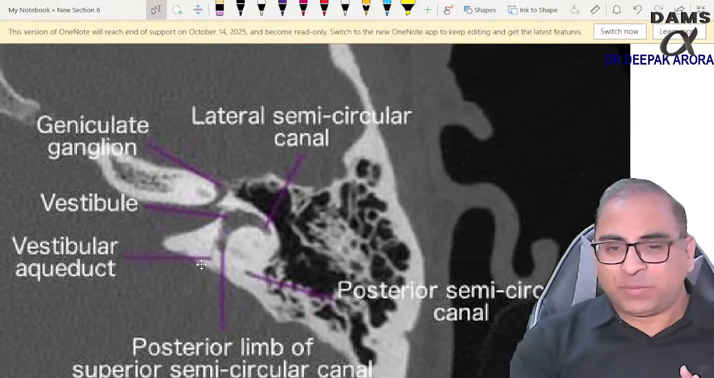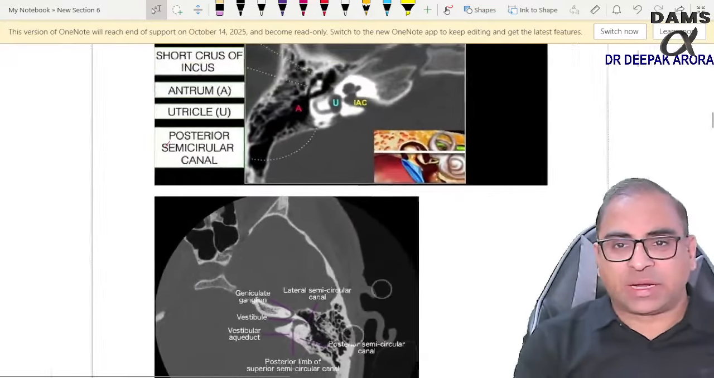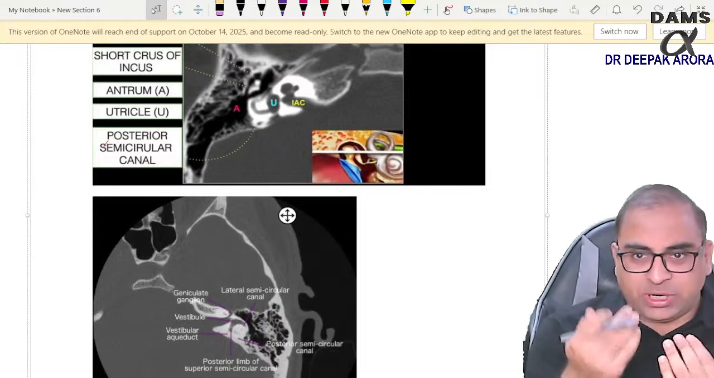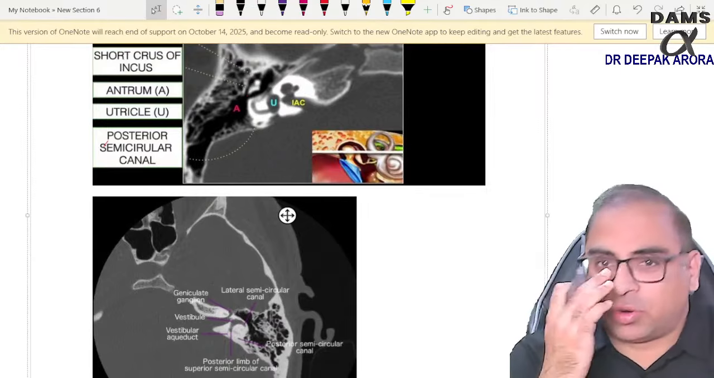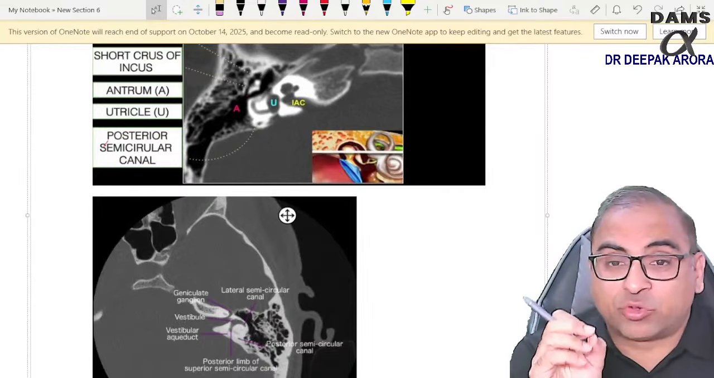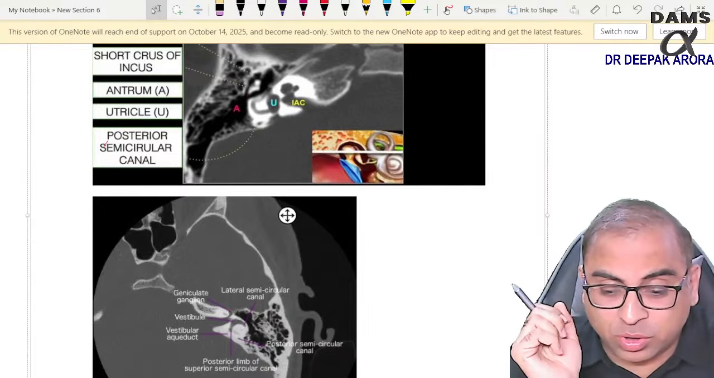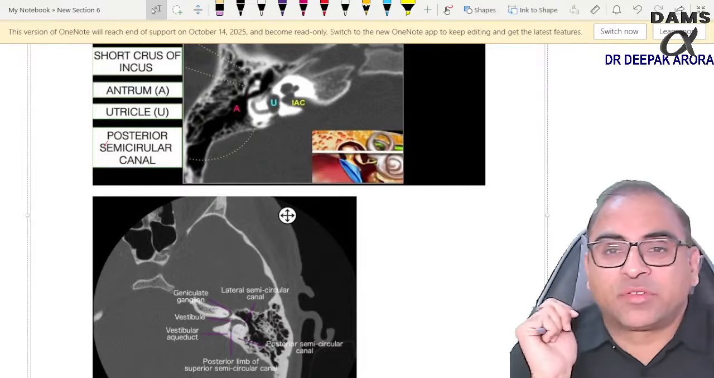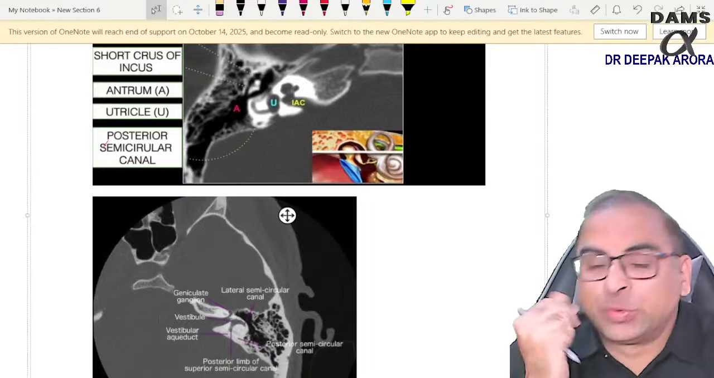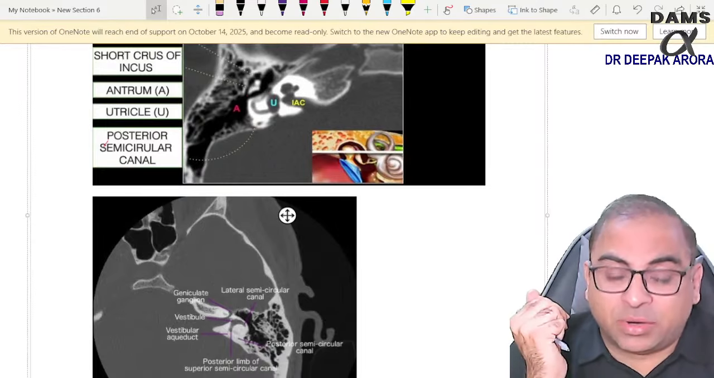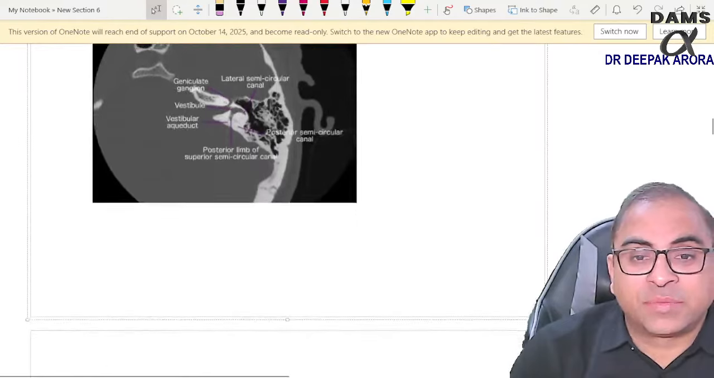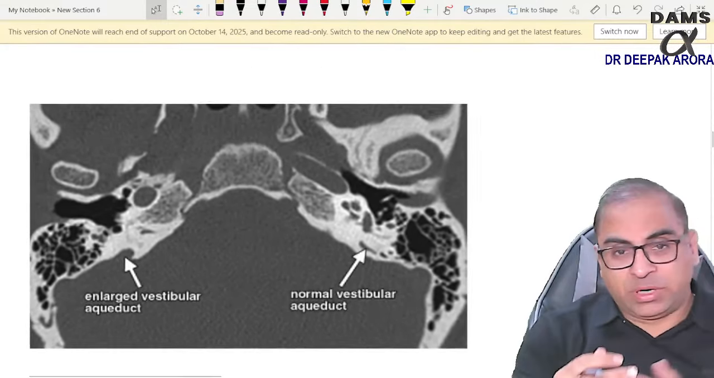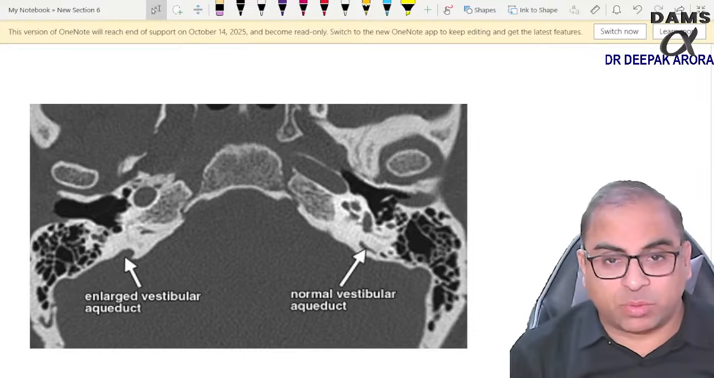If I combine these two images, I can say my aqueduct is slightly behind the internal auditory canal. Students, this is why the examiner has given you close choices of vestibular aqueduct: the vestibular aqueduct is posterior to your internal auditory canal. Is it crystal clear? This image will help you. I am highlighting that the aqueduct is very posterior.